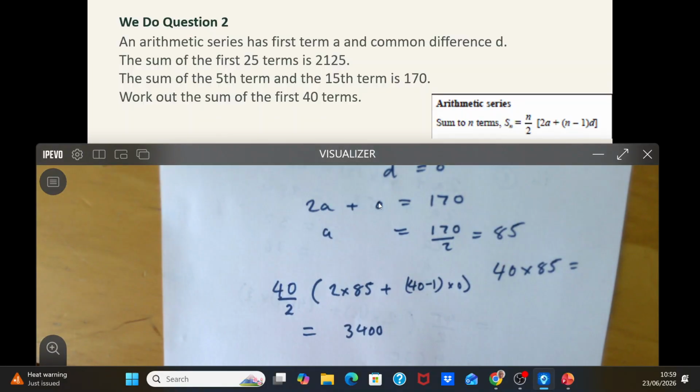Now that was deliberately different, just to make you stop and think about the differences, but it's the process. Forming two simultaneous equations and solving them.